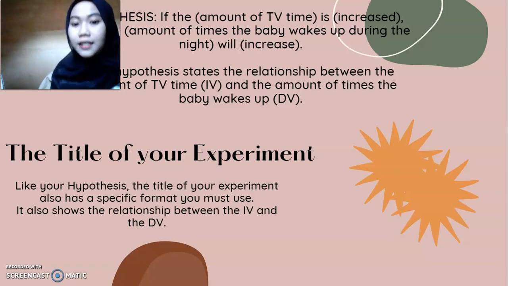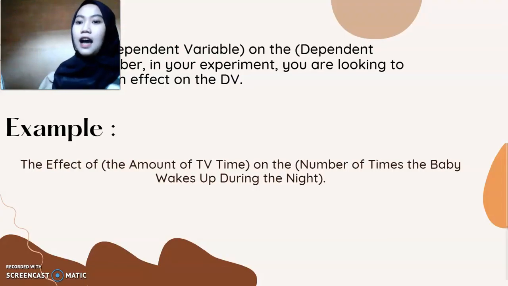Like your hypothesis, the title of your experiment also has a specific format you must use. It also shows the relationship between the independent variable and the dependent variable. The effect of the independent variable on the dependent variable. Remember, in your experiment, you are looking to see if the independent variable has an effect on the dependent variable. For example, the effect of the amount of TV time on the number of times the baby wakes up during the night.